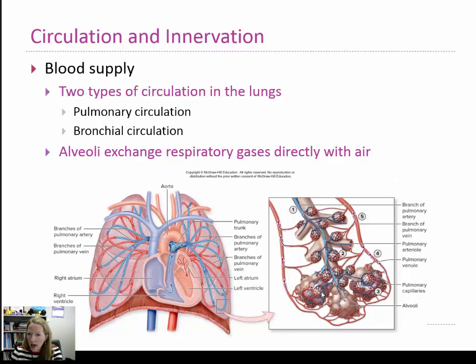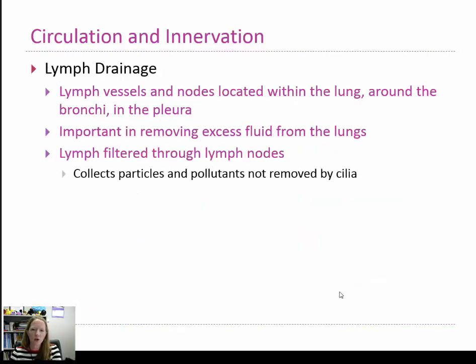So this is showing how the alveoli respiratory gas exchange is going to occur, because you have these wonderful pulmonary capillaries that are going to completely surround the alveoli, and that is going to be where gas exchange takes place. And remember, we kind of zoomed in on that and looked at the respiratory membrane in the last section. There's also lymph drainage. So remember, I talked about how there's going to be some lymph vessels here. And so you have these lymphatic vessels and nodes. They're going to be located within the lungs, around the bronchi and the pleura.